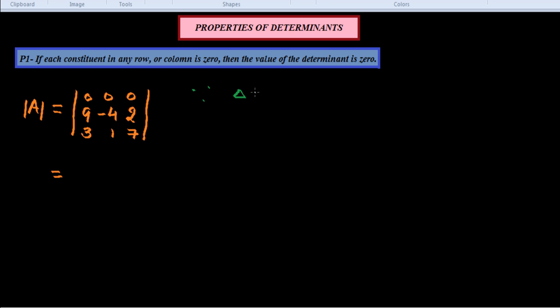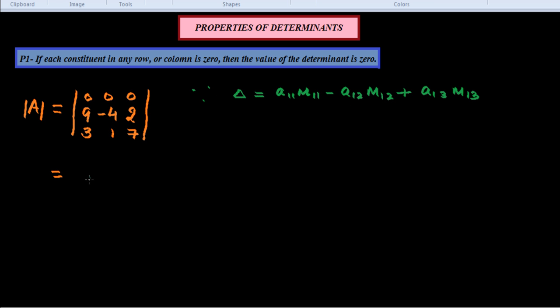The value of the determinant is equal to A11 M11 minus A12 M12 plus A13 M13. We learned this in our previous session on determinants, including how we get the negative and positive signs. So the same formula we are applying here.